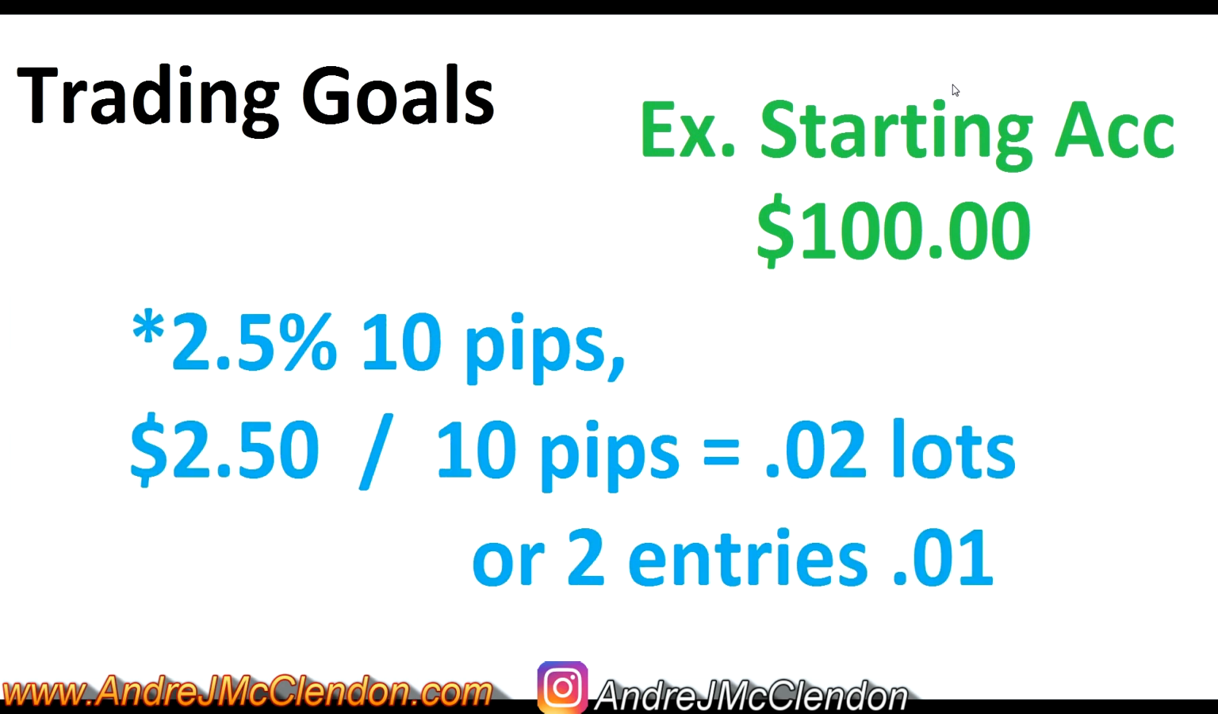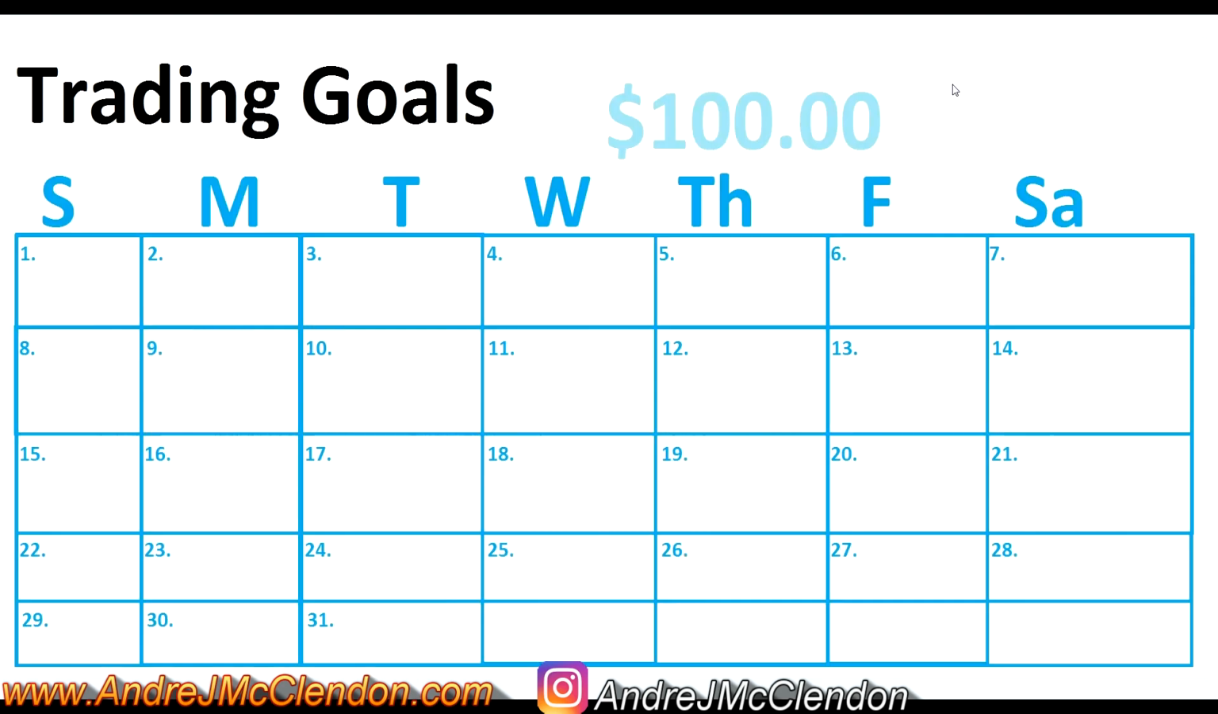So we're looking at 2.5%, 10 pips. That's $2.50. That's 10 pips, which is about 0.02 lots, 2 entries at 0.01. Just about, or 1 entry, a little bit bigger jump. So let's get into the next part.